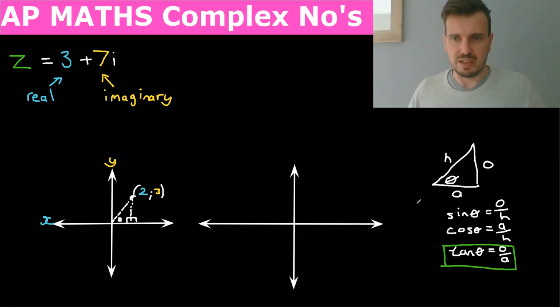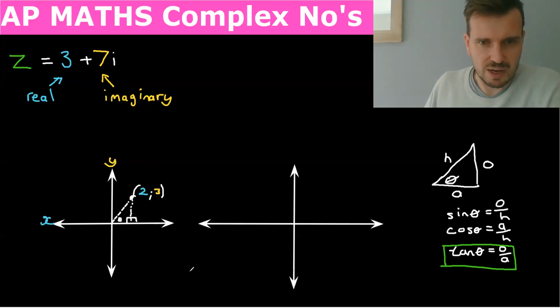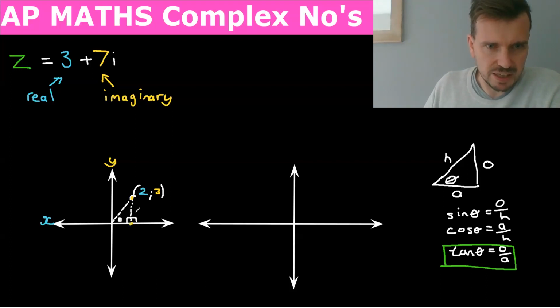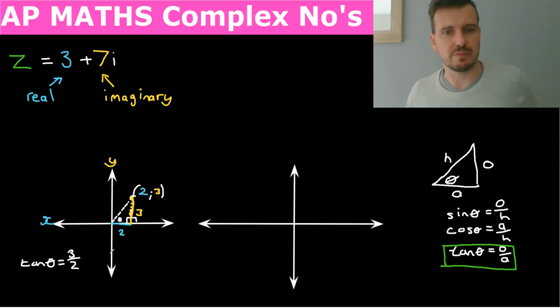Now in complex numbers, tan theta is one of the more important ones, because tan is the thing that has the opposite and the adjacent, which when we look at this x and y, so when we look at this triangle in the Cartesian plane, the y length, if that's 3 and it goes all the way to the x-axis, that length is 3. And if we look at the x-axis, that length is 2. And so we have tan theta is equal to 3 over 2. Good.